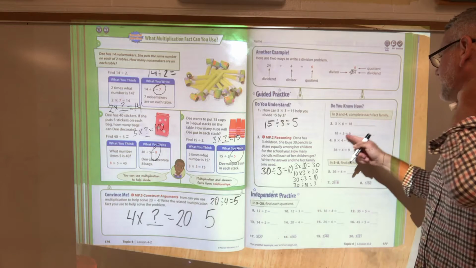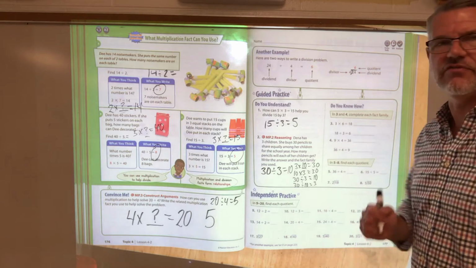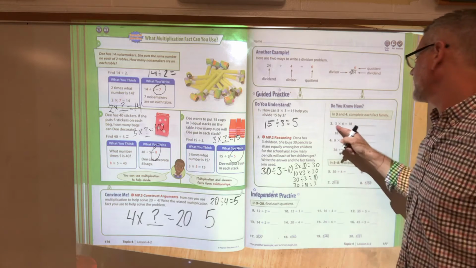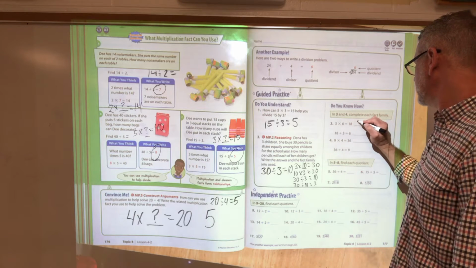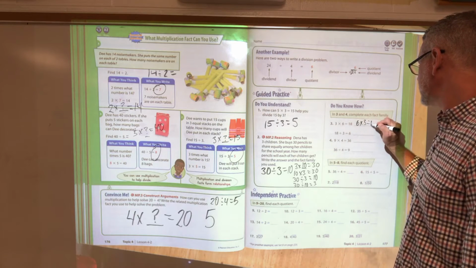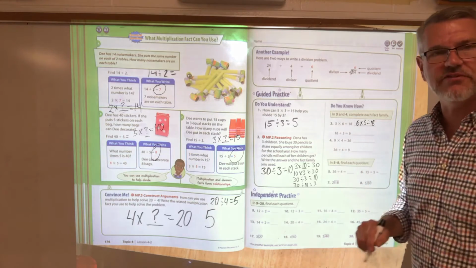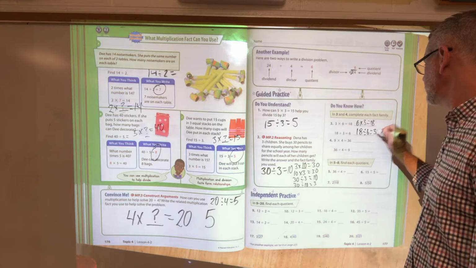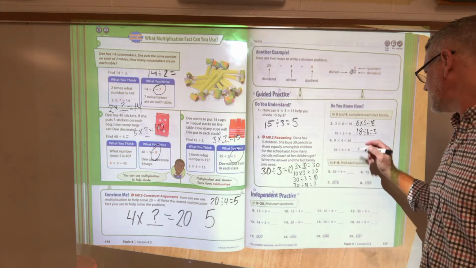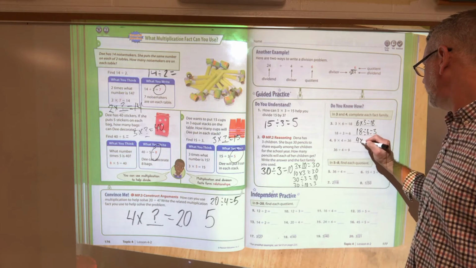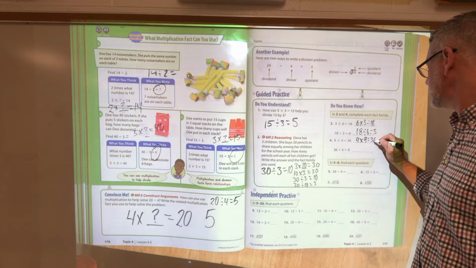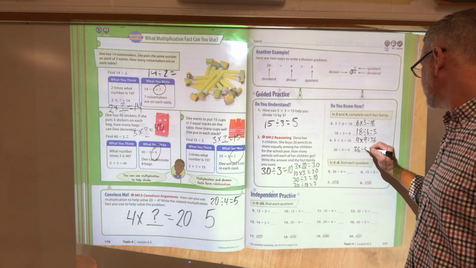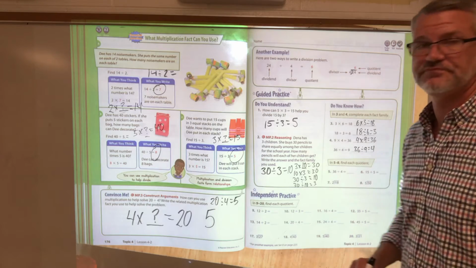And 3 and 4 complete the fact family. I love fact families. They're so easy because the answers are all here. 3 times 6 is 18, and 6 times 3 equals 18. 18 divided by 3 equals 6, and 18 divided by 6 equals 3. On the next one, 9 times 4 is 36. 4 times 9 is also 36. 36 divided by 4 is 9, and 36 divided by 9 equals 4.